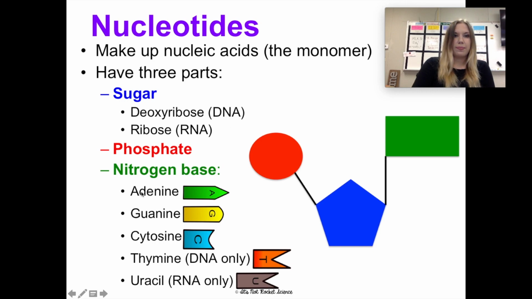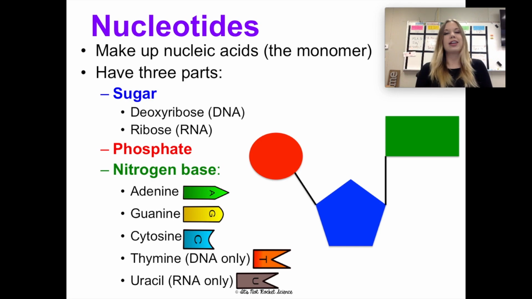So if we're talking about a DNA molecule, then the sugar would be deoxyribose, the phosphate would be, it's just always a phosphate, a phosphate's a phosphate, and then the nitrogen base could either be adenine, guanine, or cytosine, or also thymine, if we're talking about DNA. Adenine, guanine, cytosine, or thymine.